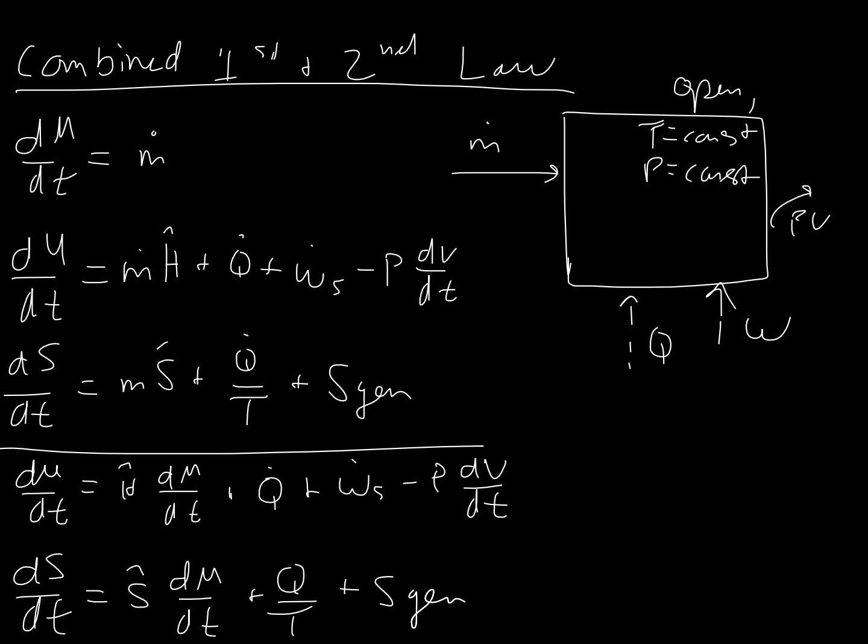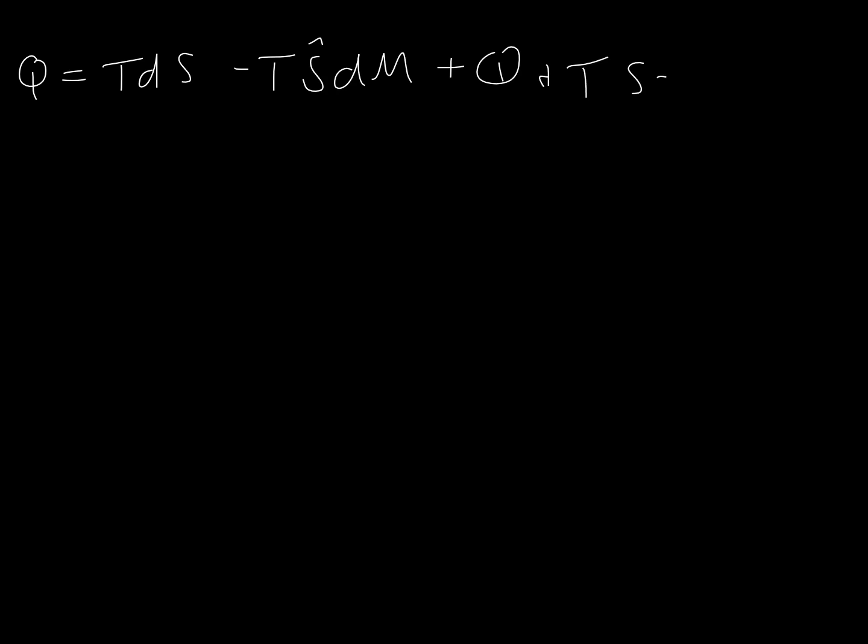Everyone good? So if we rearrange the second law, we can get that Q is equal to T... Hold on, let's see, what did I do here? Oh, okay, I see what I did. Okay. Q equals T dS minus T s hat dm plus T S_gen. The T dS comes from the left-hand side of the equation that we were writing on.